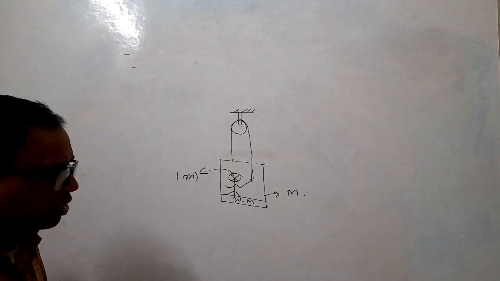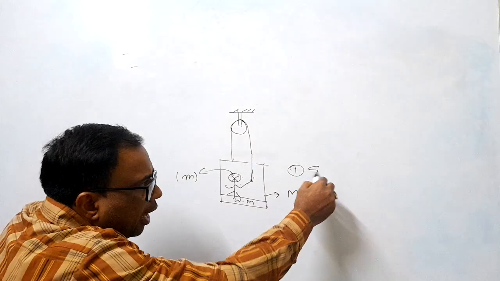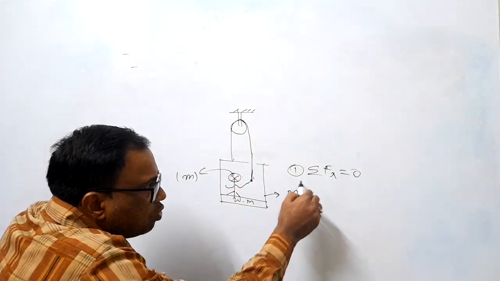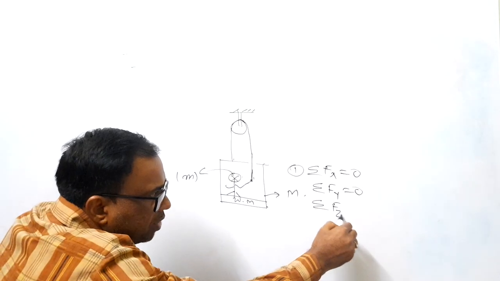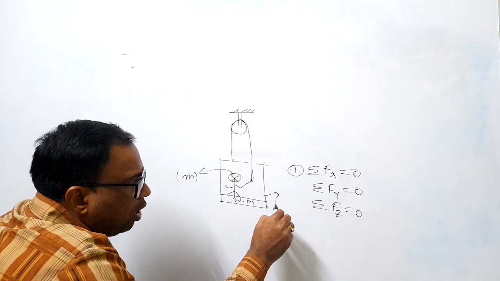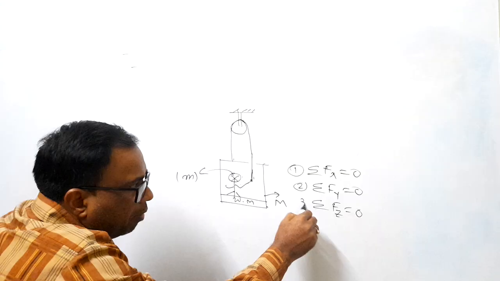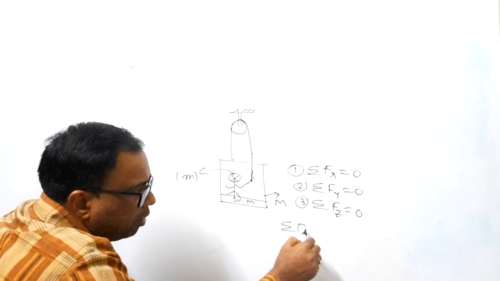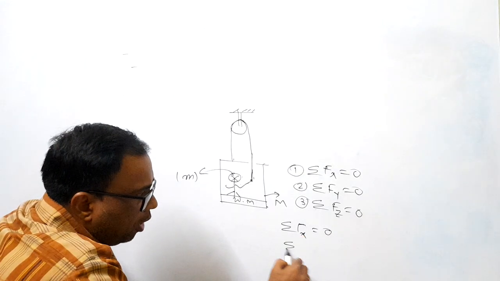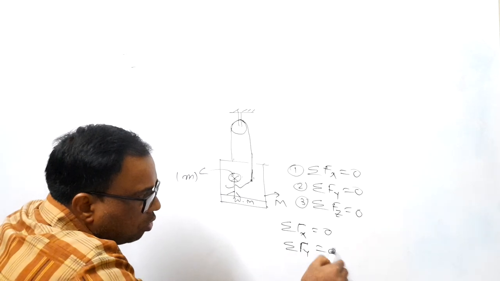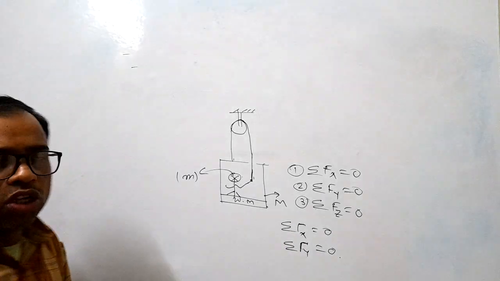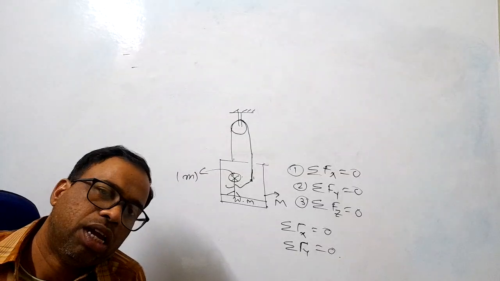Equilibrium means the summation of Fx equals 0, the summation of Fy equals 0, and the summation of Fz equals 0. That is called linear equilibrium. And for rotational equilibrium, tau x equals 0 and tau y equals 0. Tau means torque equals 0, the moment of forces is 0. So that's the equilibrium concept.